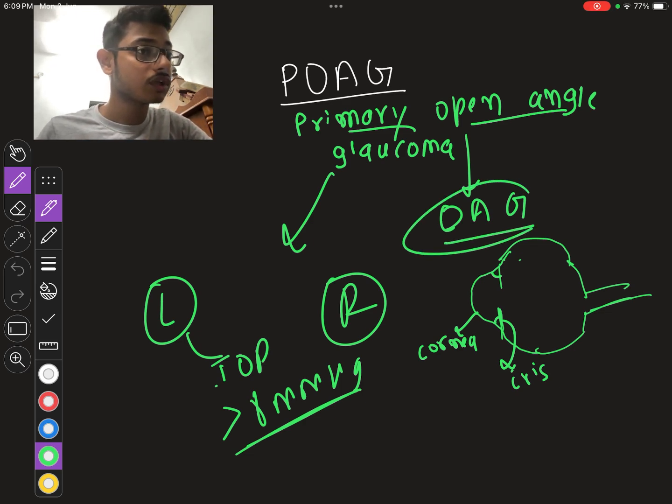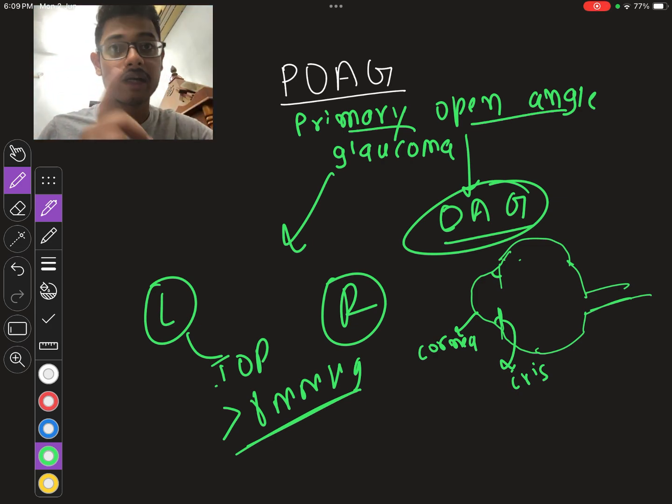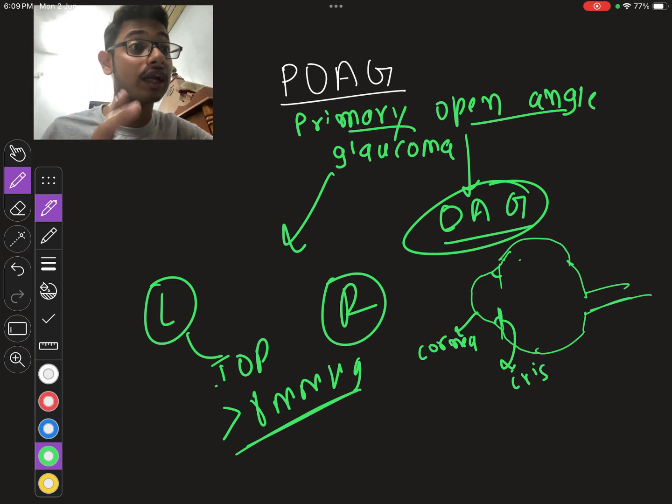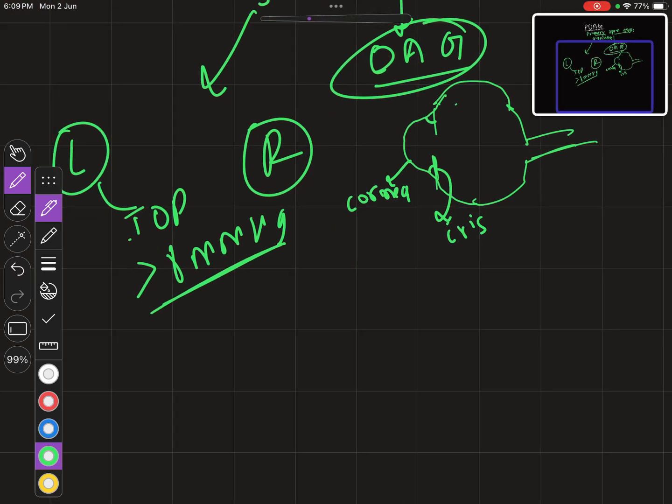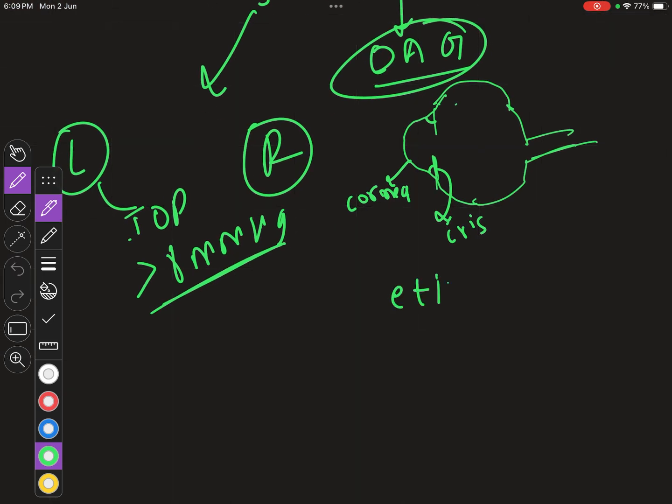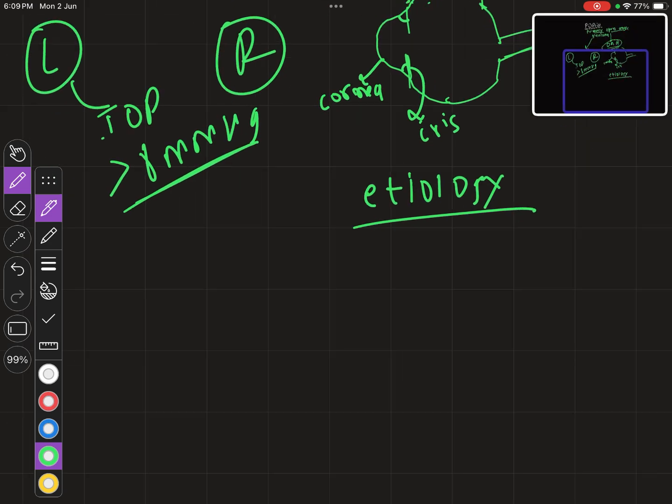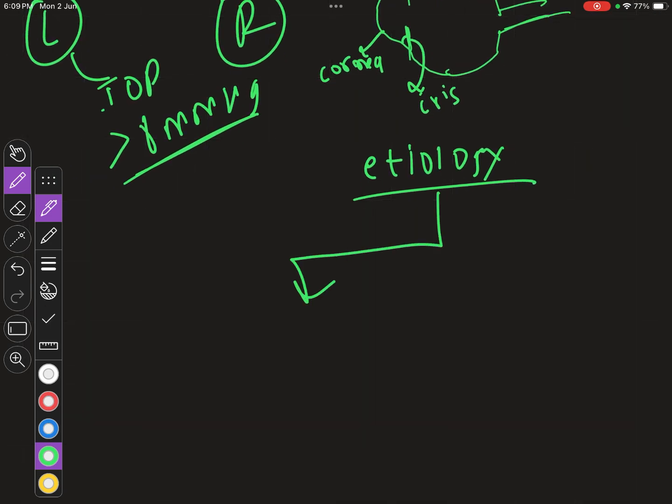So this was open angle glaucoma. But what is primary open angle glaucoma? Mind it, these are two different terms. Open angle glaucoma and primary open angle glaucoma are not the same thing. Primary open angle glaucoma is a subset of open angle glaucoma. On the basis of etiology, there are three causes. There can be a trabecular cause, a pre-trabecular cause, or a post-trabecular cause.